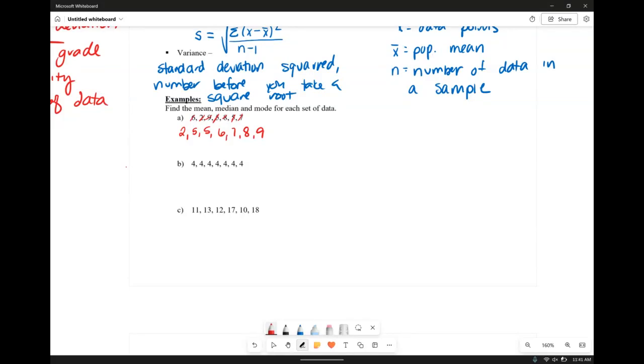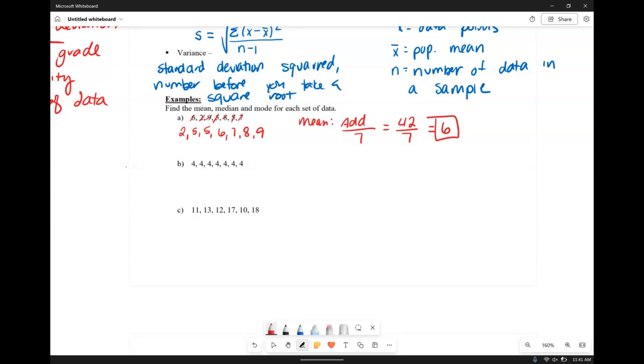All right, so first of all, let's talk about mean. I need to add everything up and divide by 7 since there are 7 data points here. So if I add up the 2, the 5, the 6, 7, and 8, if I add all that up, I should get 42. I'm going to divide by 7, so that means the mean is 6.